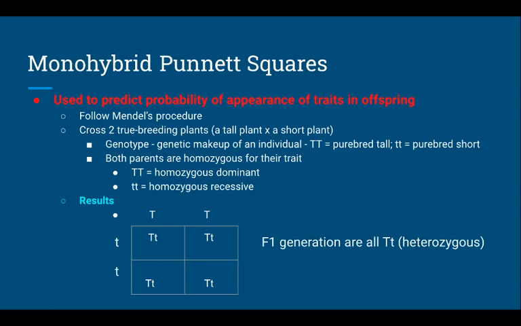And then you put them together in the box, you go down and across, and you see that all of the offspring are big T, little t, and they were all tall. Short's still there, you can see it, but you can't see it when you look at the plants. So the F1 generation, those are the ones that are in the 4 boxes. They are all big T, little t, they're all tall, and we would say they are heterozygous.